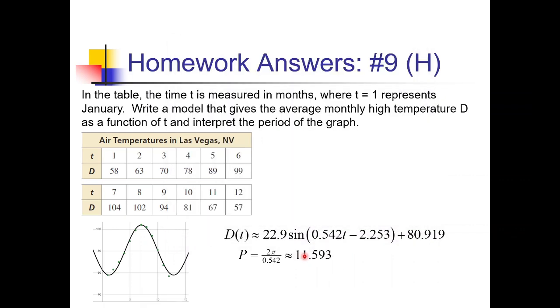So what this period is saying is how long the cycle of these temperature changes is. It's saying that the temperature cycle lasts roughly 11.6 months. I mean, you could round it up to 12 if you wanted, but a little bit less than a year is this temperature cycle.